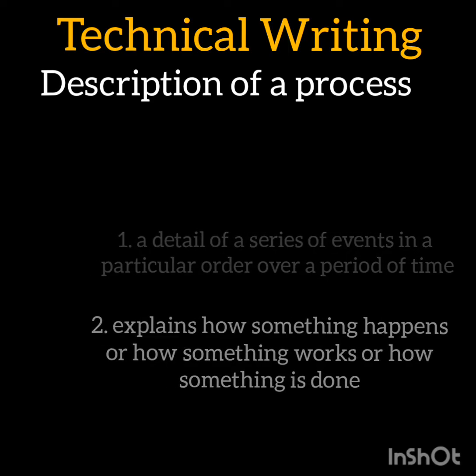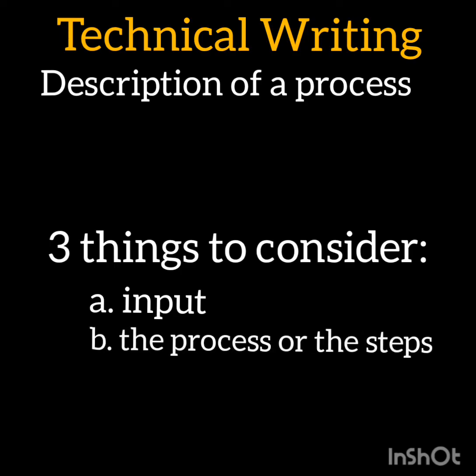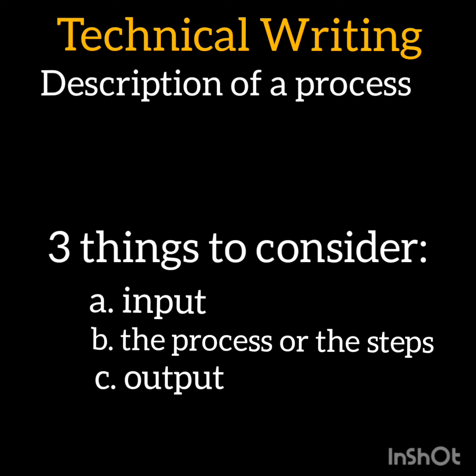There are three main items that should be considered when writing a process. That is the input. What exactly is it that is needed to get the process done? And then you have the process itself, that is the steps. And lastly, the output, that is the product of the process.